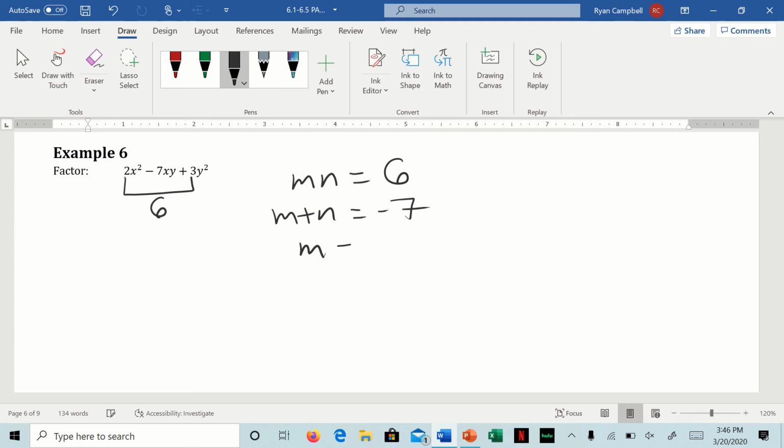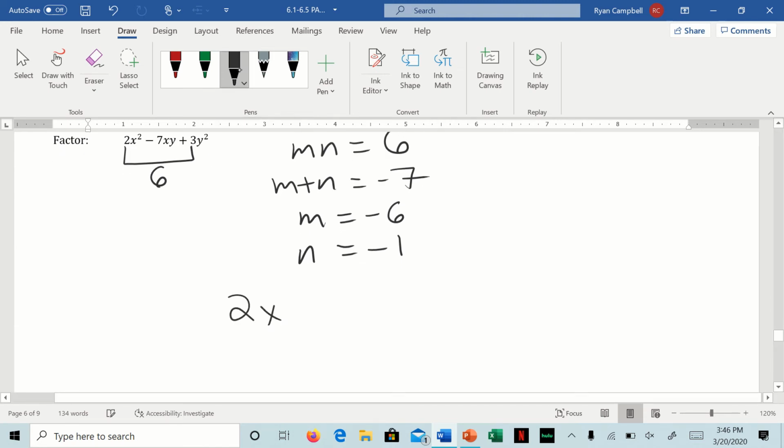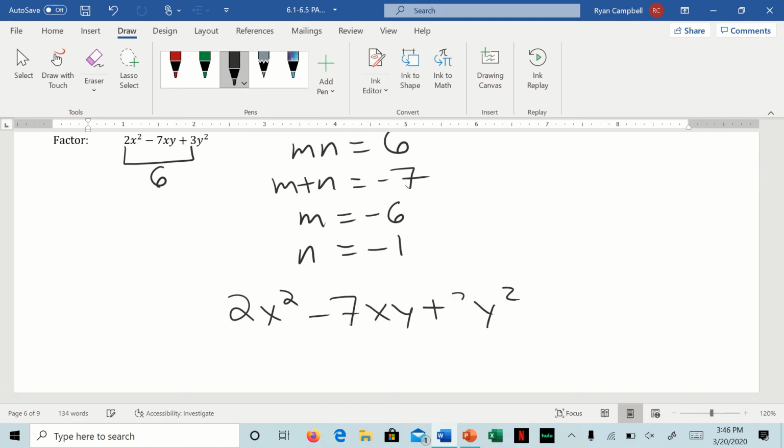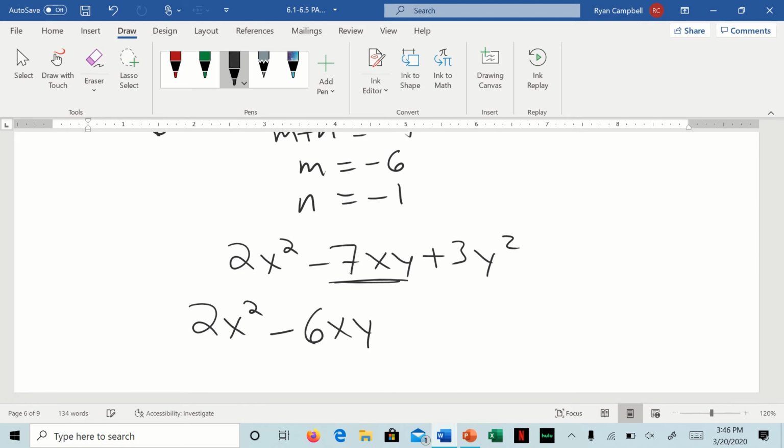If you want to just pause it and try to figure it out on your own, that's fine. But we'll see that it's negative 6 and negative 1, right? Negative 6 times negative 1 is positive 6. Negative 6 plus negative 1, negative 7. So for step 3, let's split these up. So we're splitting up the middle term. So make sure you include all the variables with the middle term. So we get 2x squared minus 6xy minus 1xy plus 3y squared.